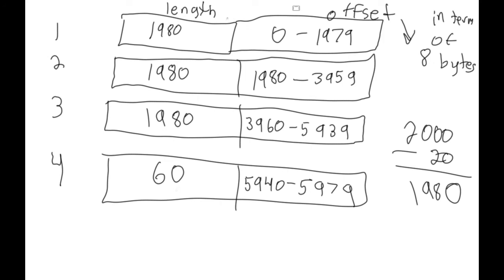Notice that the last one is only 60 bytes, not 1980, because 6000 minus 1980, minus 1980, minus 1980, minus 60 equals 0. Or, in an easier way to understand, 6000 divided by 1980 is 3 point something, and you have to round up. So that means you need 4 fragments.